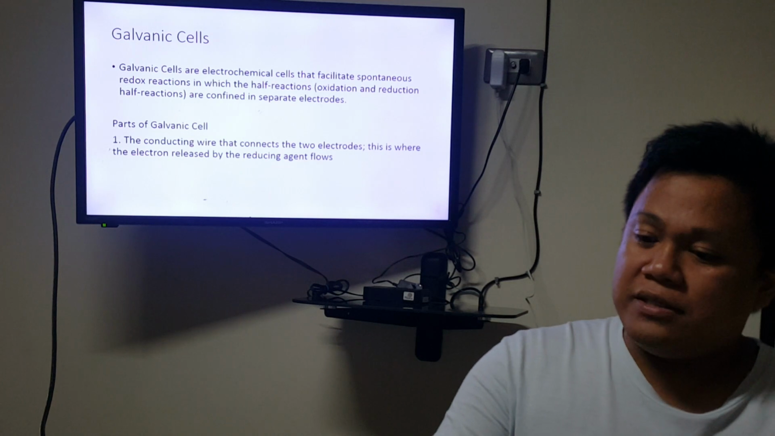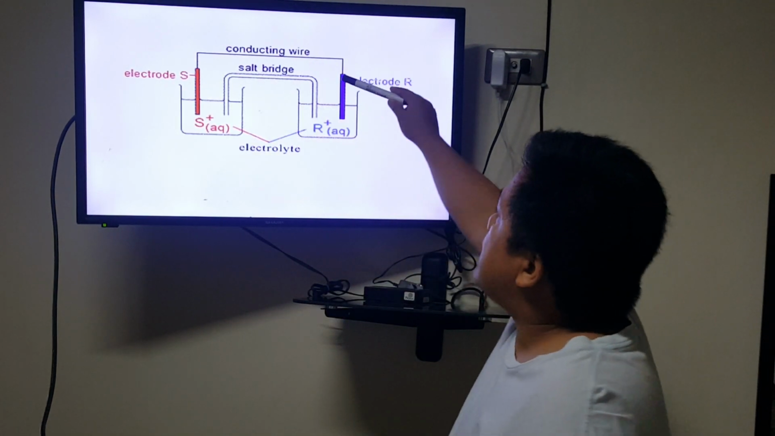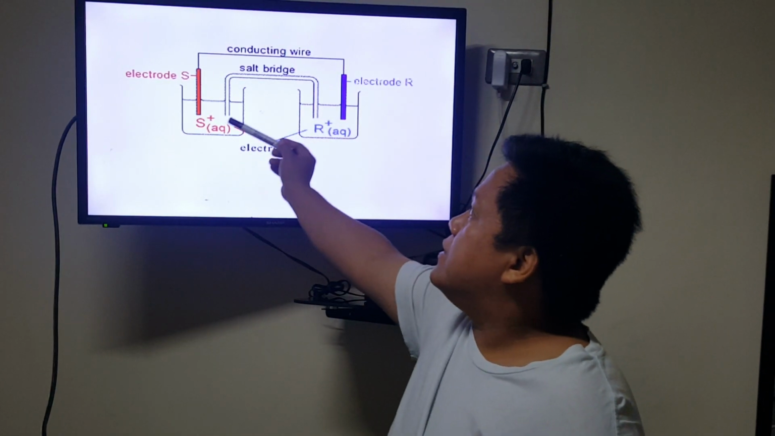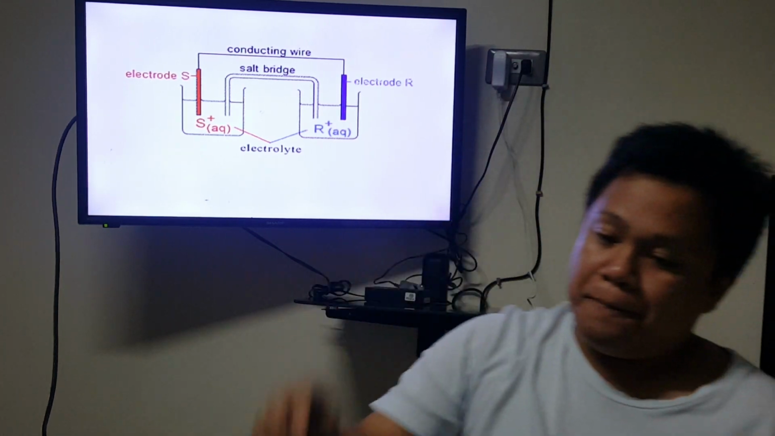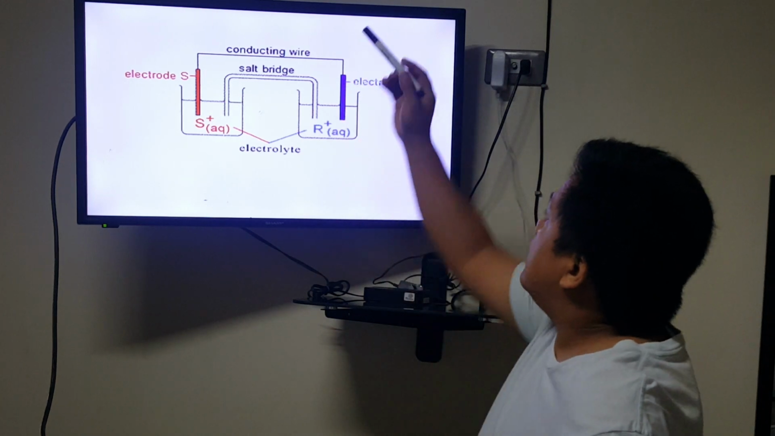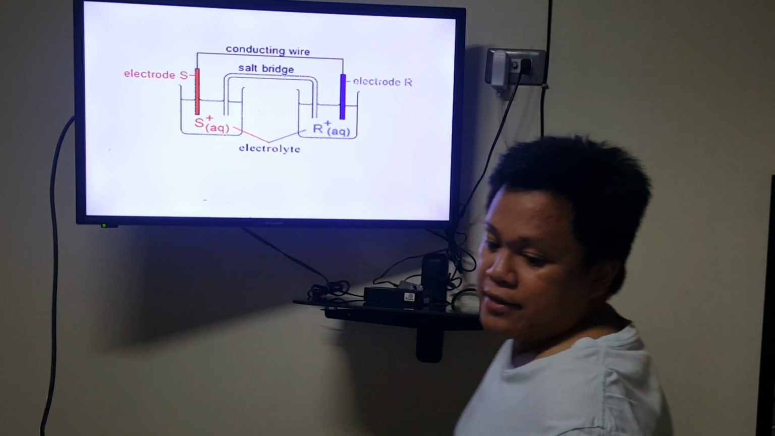So this is the example. This is the conducting wire. These are the electrodes. You can see these are the electrolytes. This is the salt bridge. So this is the example of a galvanic cell. Next, the electrodes: electrode R and electrode S.